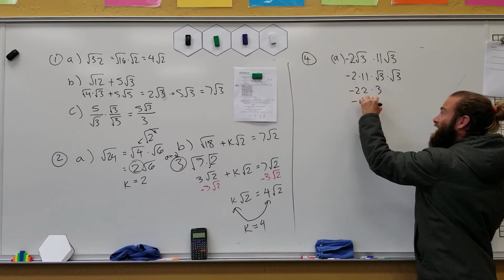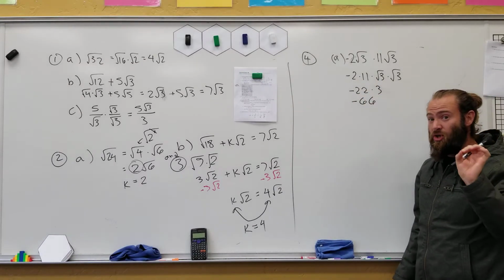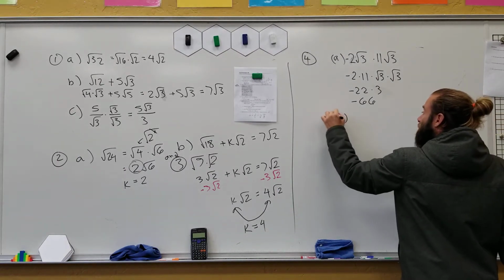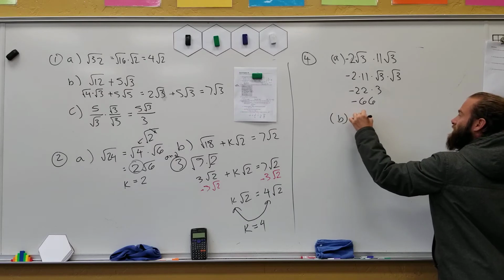And this gives me negative 66. But it's important you showed all your work, okay? I need to see the work that you did to get that. Part B seemed like it was actually a little easier for people.